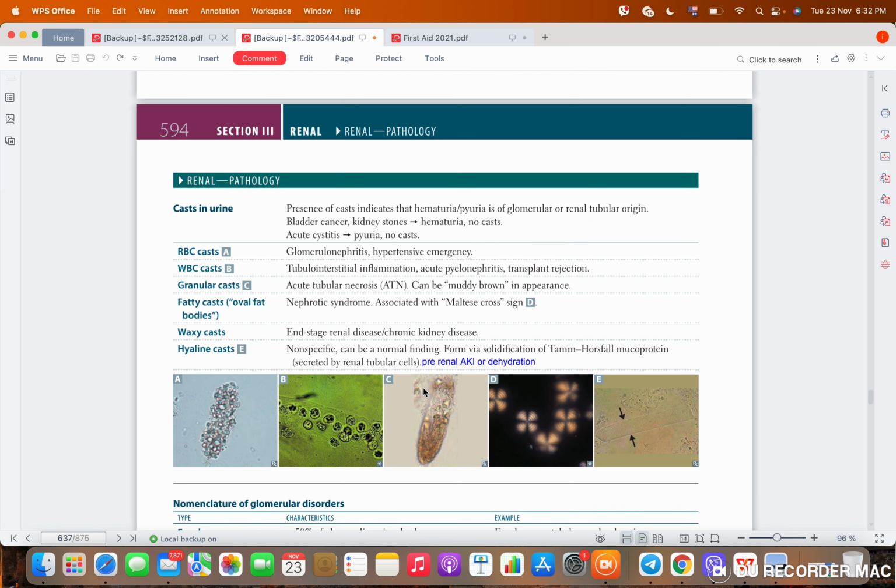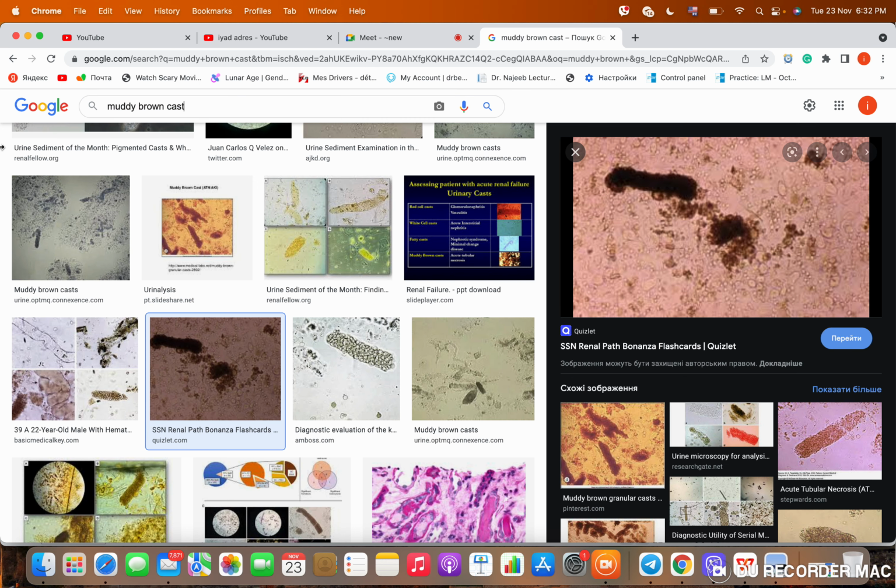Okay, the next one. The next one is fatty casts, oval fat bodies, which are seen in nephrotic syndrome. Later I will tell you why we have fat inside of the urine in case of nephrotic syndrome. But these fatty casts are actually looking quite cool. The first time I saw it, I thought it was fake, but apparently it's right.